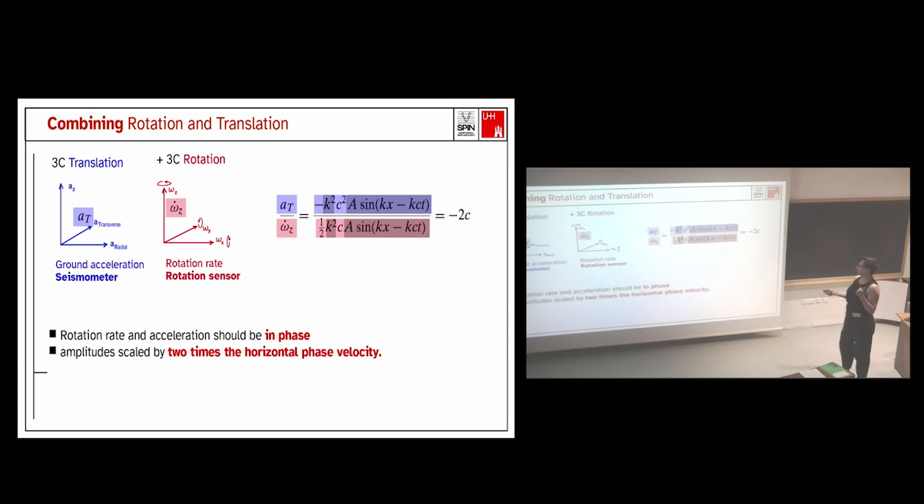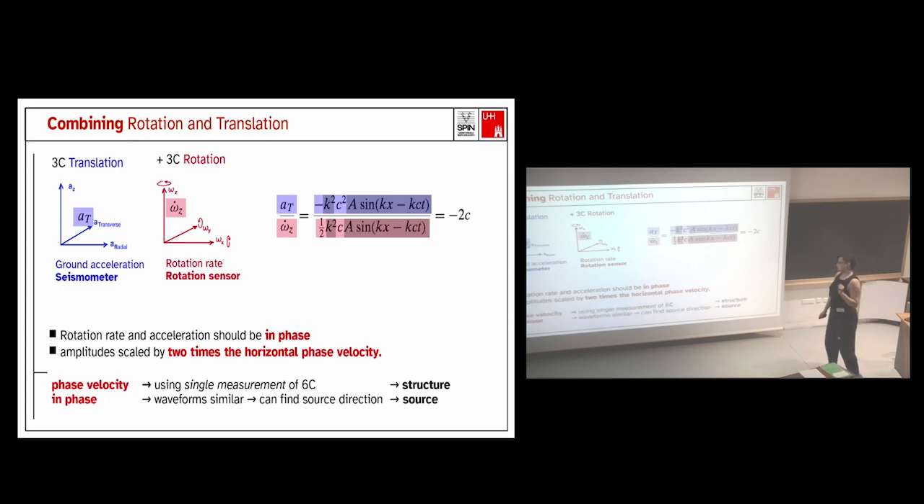And something else that we can see is that the two waveforms have to be in phase. And with that property, you can extract the back azimuth, so basically the direction towards the source. So just with these two measurements, you can already extract a lot of what's going on with the wave field. Yeah, okay, so again, you can get the local phase velocity, which gives you information about structure. The fact that the waveforms have to be in phase means that you can immediately get information about the source direction.